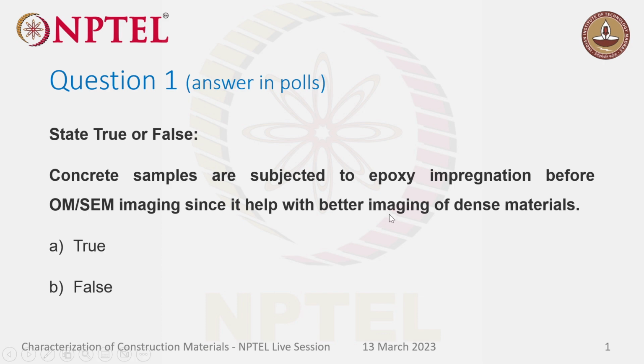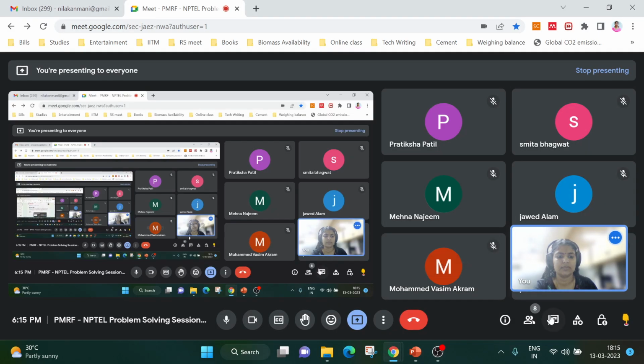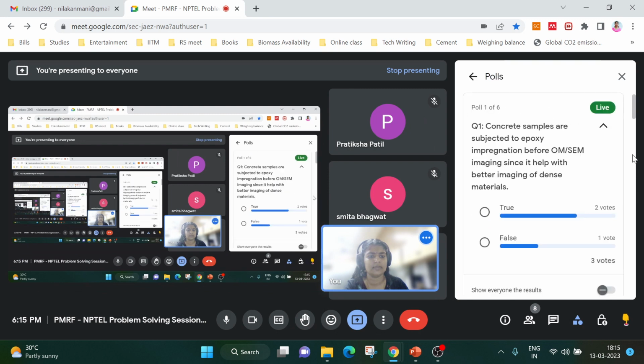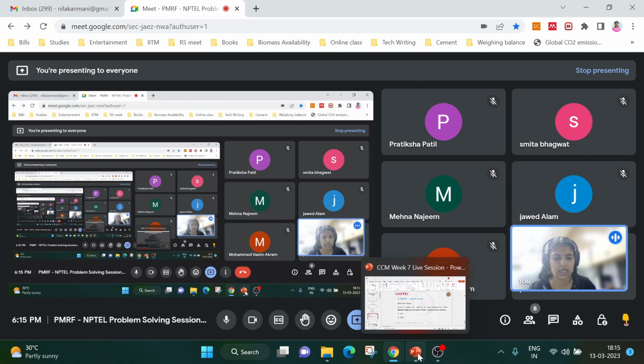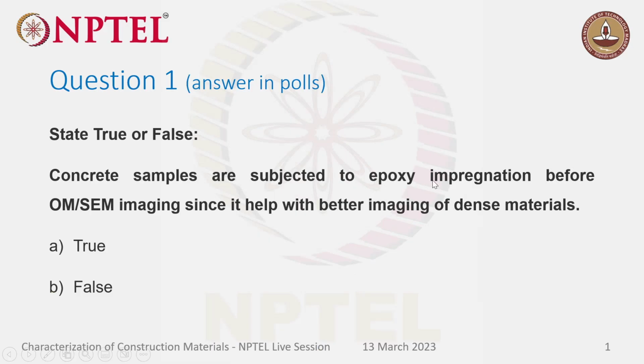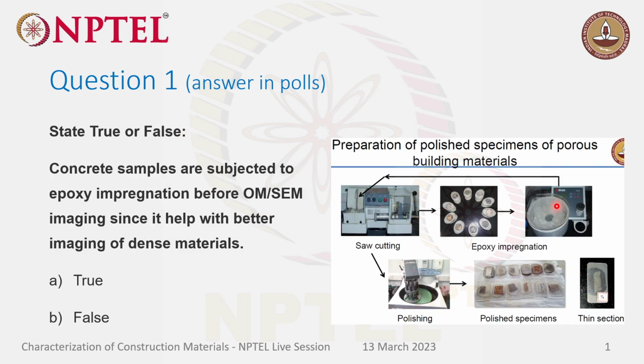Time is up. Let's see the class response. Some of you have given true, some false. The question is not about whether epoxy impregnation is done or not. The question is why epoxy impregnation is done. Let's see the correct answer. This snap is from the lecture PPT: preparation of polished specimens of porous building material. So epoxy impregnation is done since concrete is a porous material, not because it's a denser material.